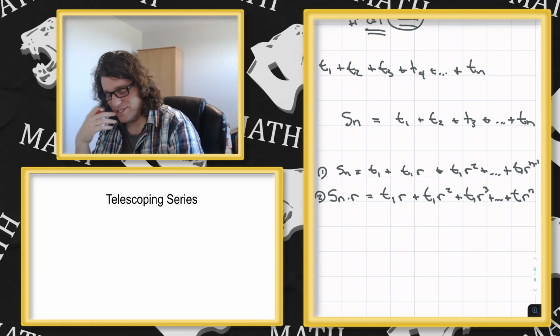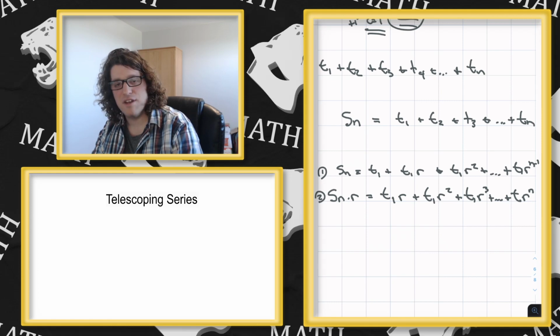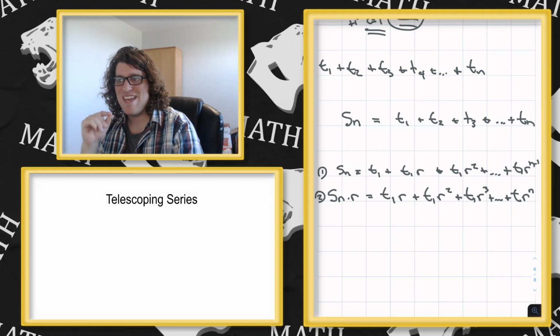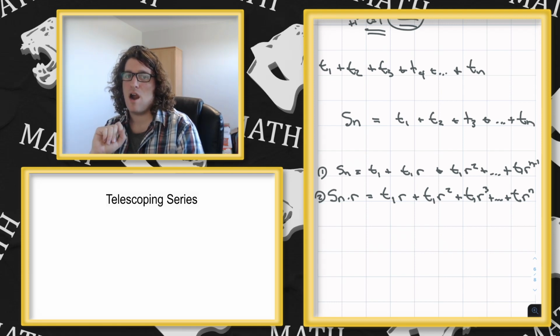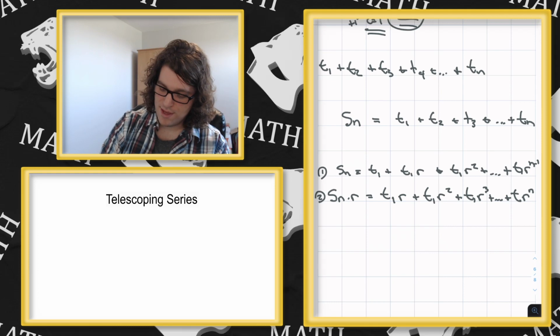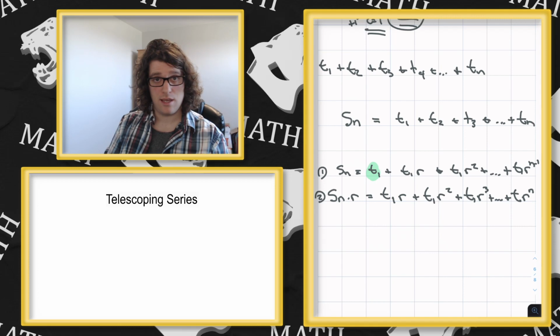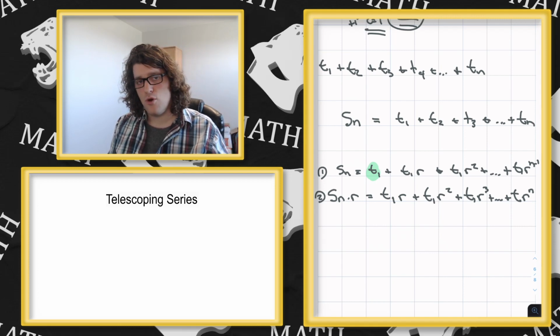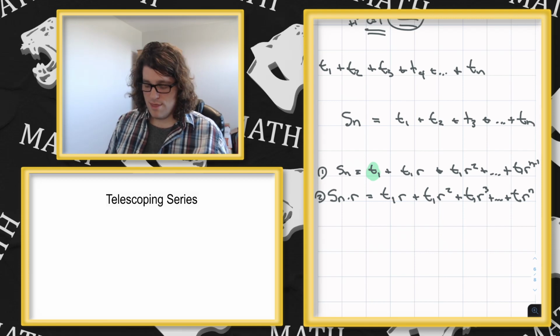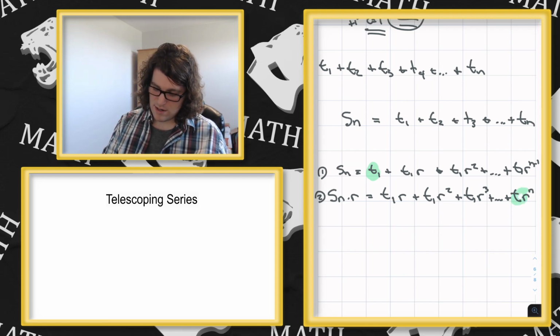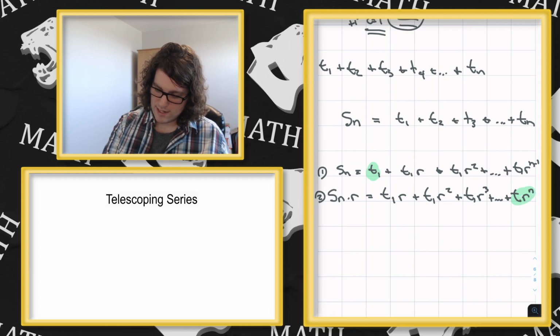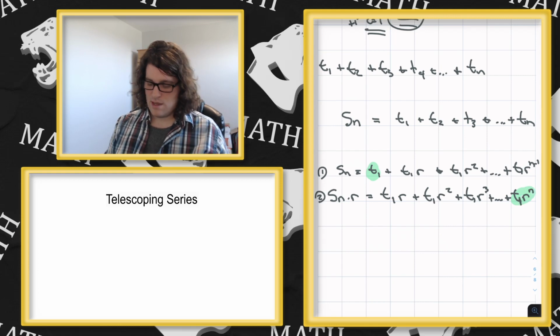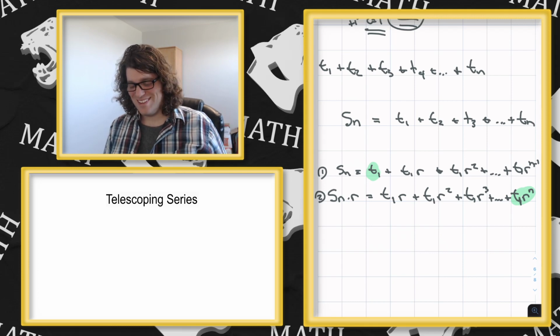These are telescoping series, and what that means is they have an undefined number of terms, n. However, the inside of these series are identical. This single term is unique in the Sn series and appears nowhere in the Sn times r. This term down here, which should have a little 1 next to the t, is also completely unique.